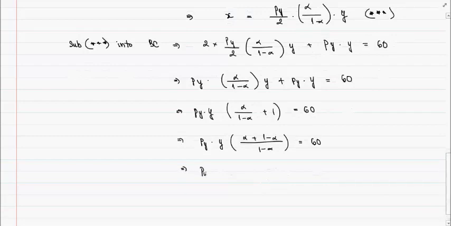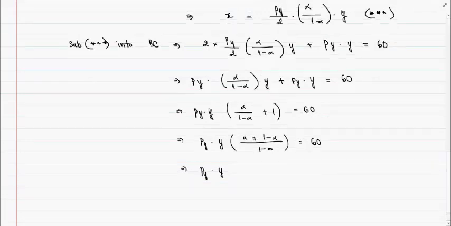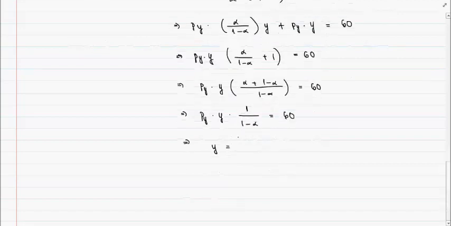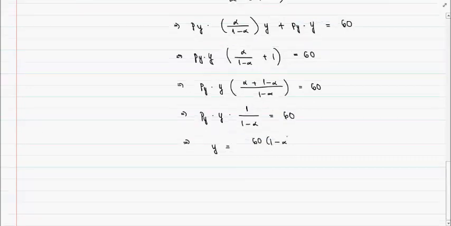And so I got Py times (y) alpha minus alpha, which is just 0, so I got times 1 on 1 minus alpha, and everything is equal to 60. So from here I should be able to find the value of y, which is just 60 times 1 minus alpha, and everything divided by Py.